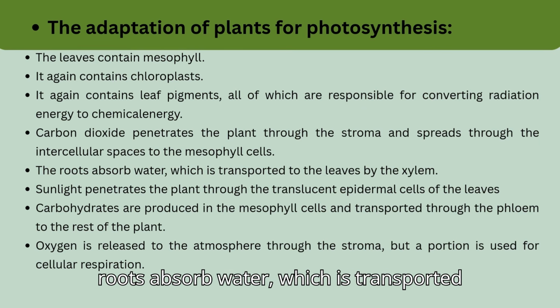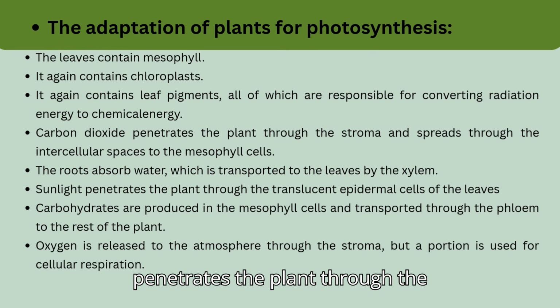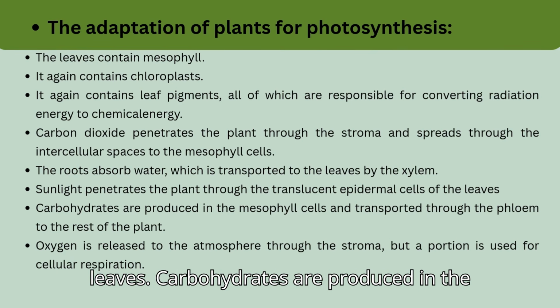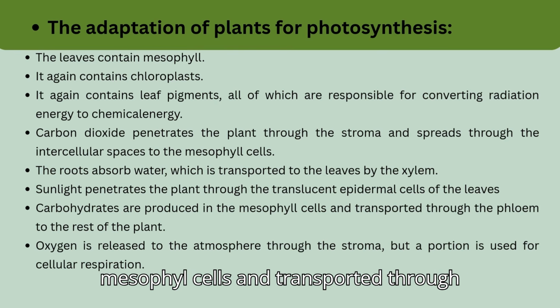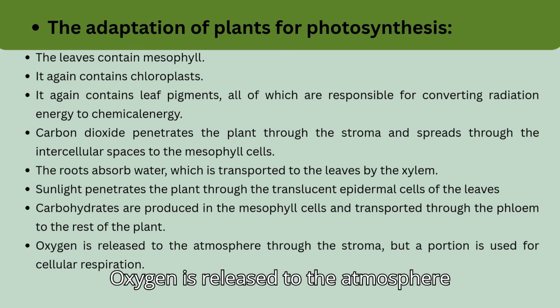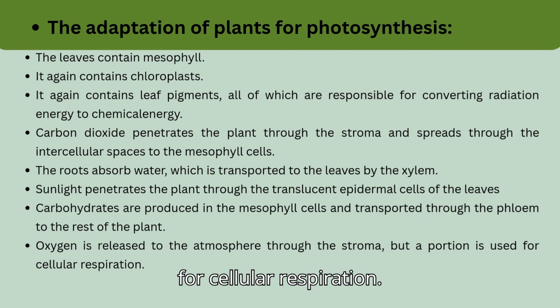The roots absorb water, which is transported to the leaves by the xylem. Sunlight penetrates the plant through the translucent epidermal cells of the leaves. Carbohydrates are produced in the mesophyll cells and transported through the phloem to the rest of the plant. Oxygen is released to the atmosphere through the stomata, but a portion is used for cellular respiration.